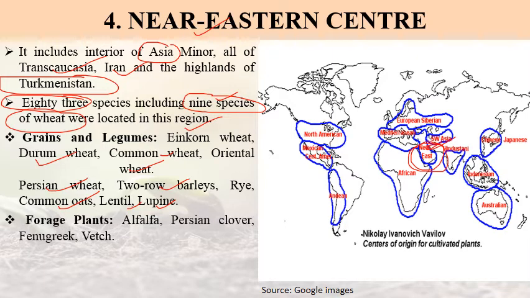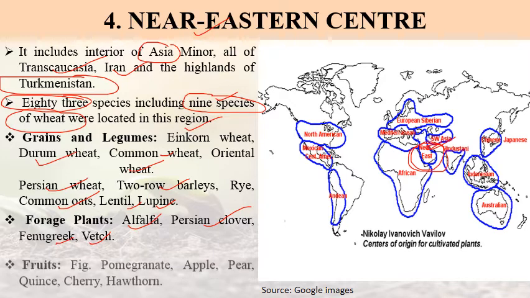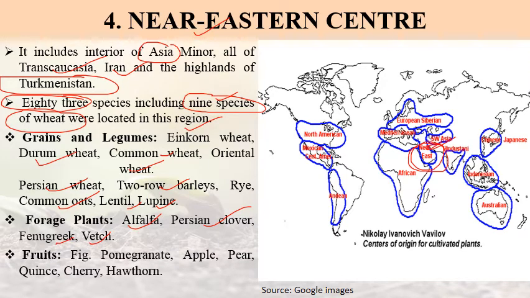Next we have forage plants. Forage plants are the plants which are used as fodder for domestic animals, like alfalfa, then Persian clover, fenugreek, vetch. So these are some forage plants which originated in this center of region. Next we have fruits like fig, pomegranate, apple, pear, quince, cherry, hawthorn. So these are some fruit plants which originated in this region.